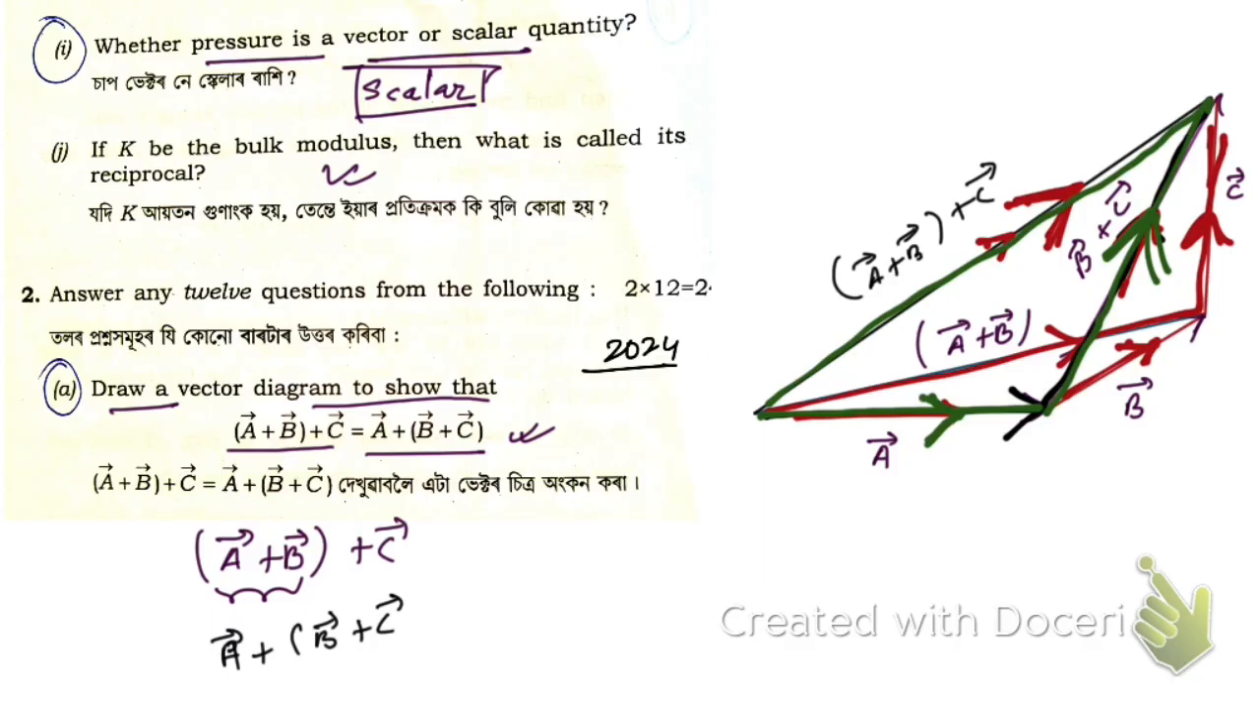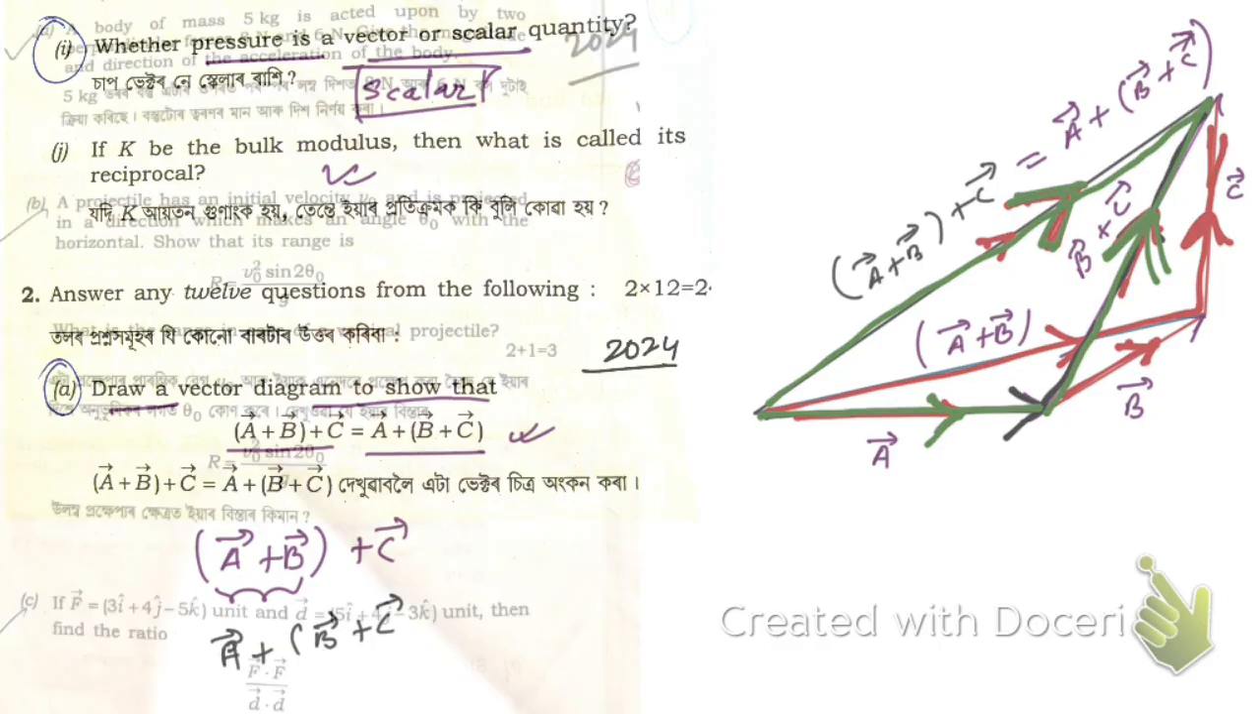These two are in the same order, and this is in the opposite order. So this vector is also A plus B plus C, right? So here you can see both the left hand and right hand side represent the same vector. That's why these two are equal. So this is the figure.